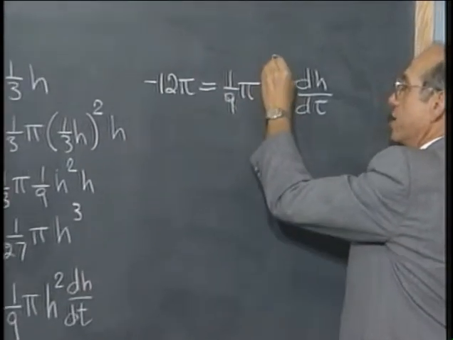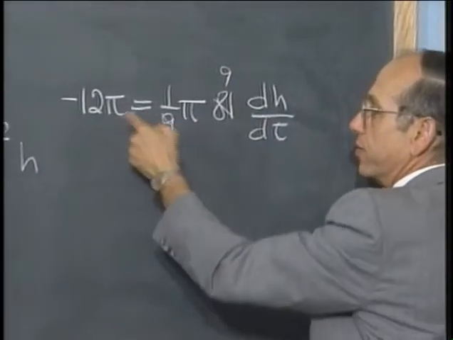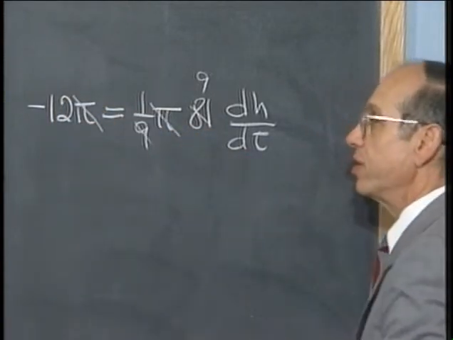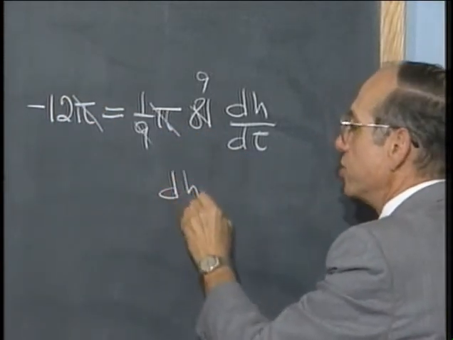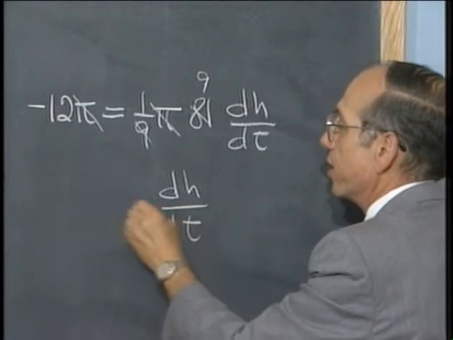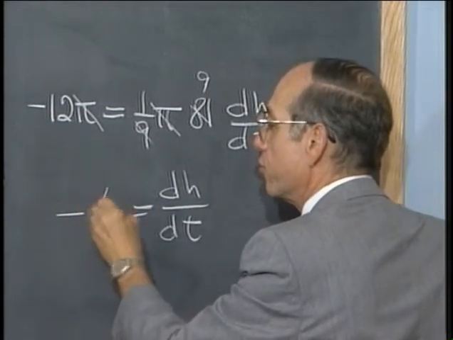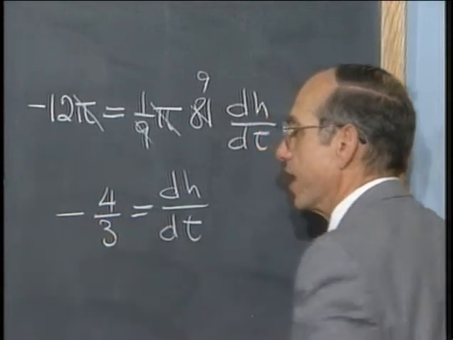9 divides into 81 9 times. There's a pi multiplier on both sides of the equation, so we can divide that out. And finally, we get dh/dt by dividing by 9. Minus 12 divided by 9 is minus 4/3.